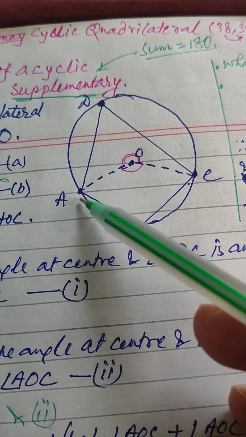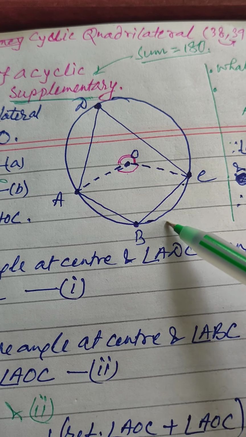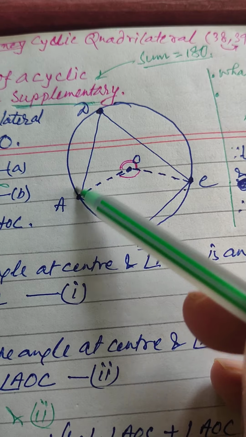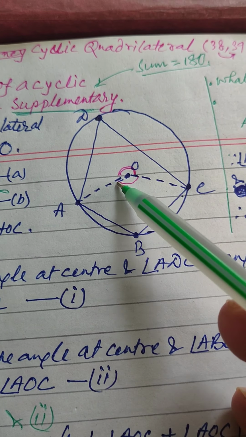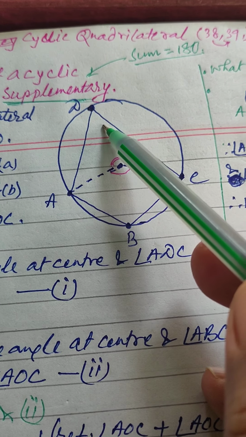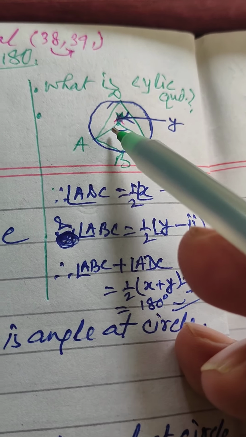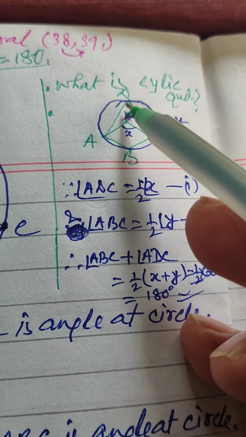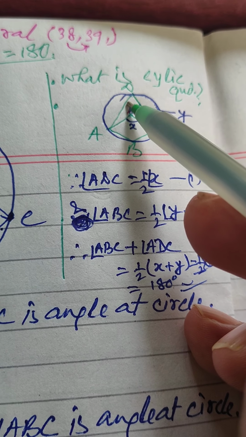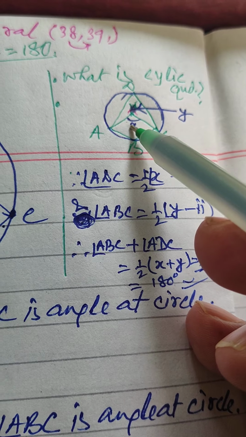Now, consider this as an arc. On this arc, we have the center angle and the circumference angle. What is the relation between this and this? This angle is double of this. So we can assume this is x, then this will be half of x. So we can write this is half of this. Okay.